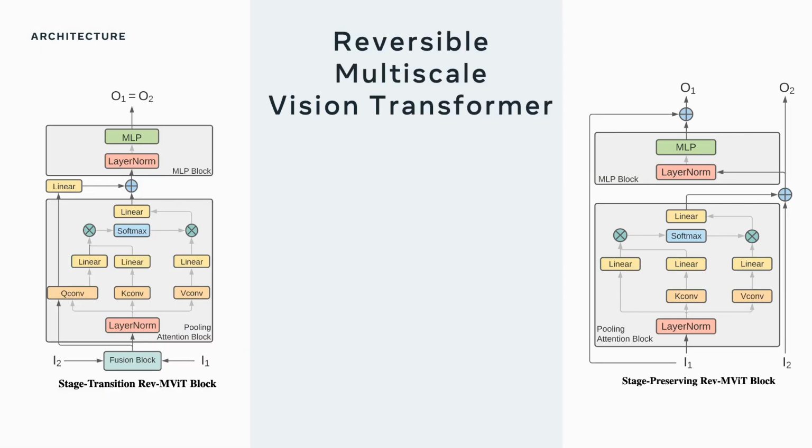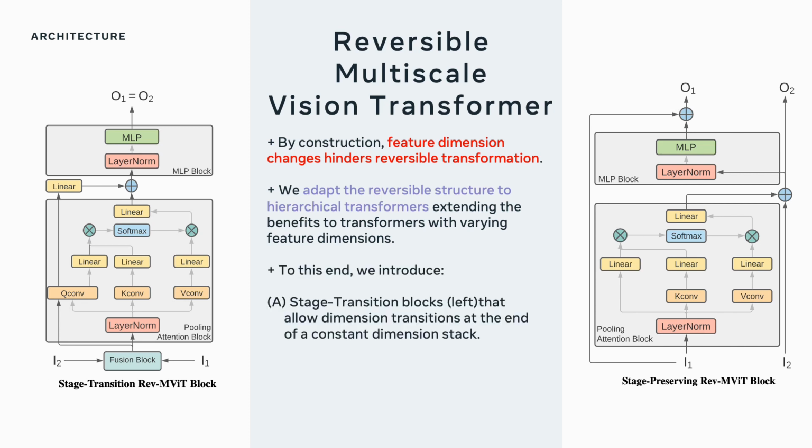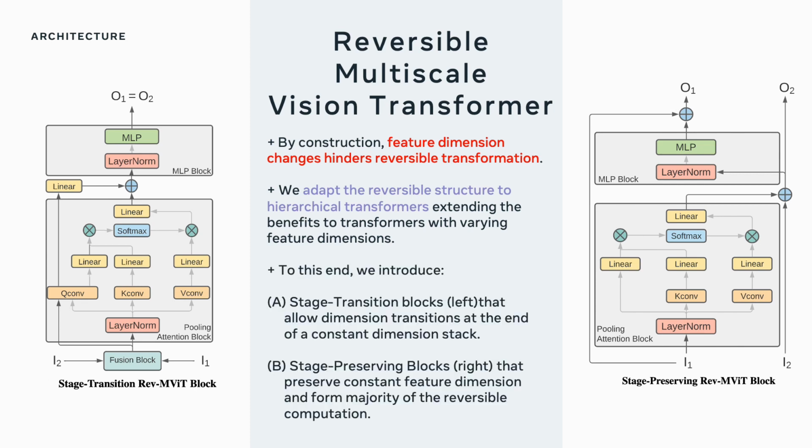By nature, feature dimension changes hinder reversibility. In our work, we use a simple technique to sidestep this challenge and propose reversible hierarchical vision transformers that can still reap the training memory benefits. In the interest of time, I suggest the interested reader please refer to the paper for further architectural details.